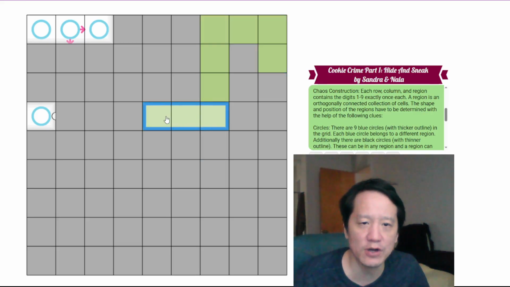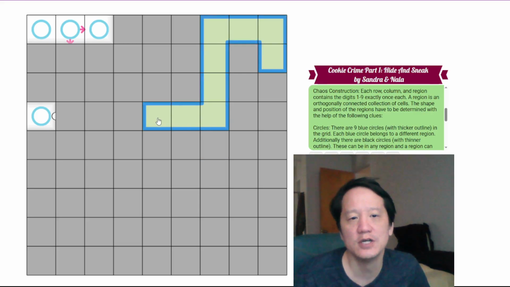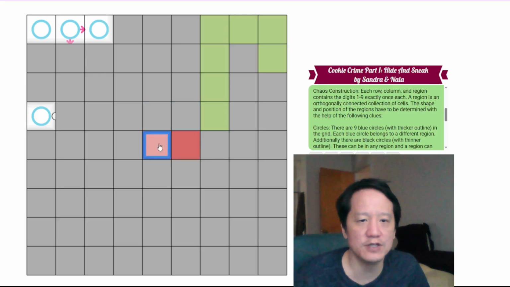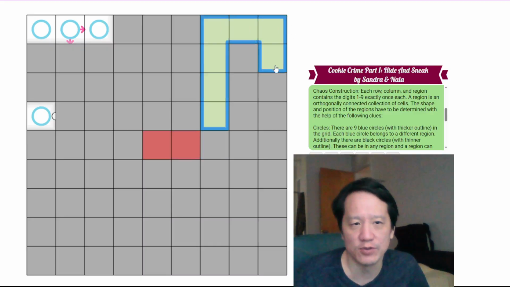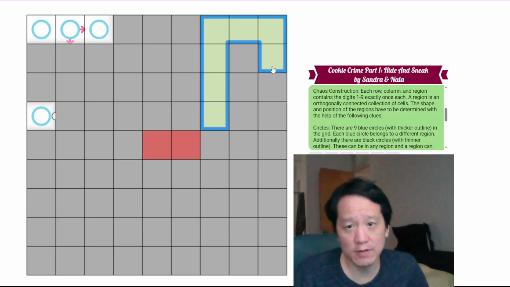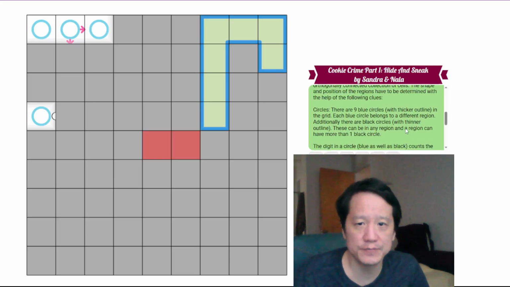So this is an example of a valid orthogonally connected region, because to get from any cell in the region to any other cell in the region, you can just go through edges while staying within the region. This is an example of one that does not work, though, because even though these two cells can get to each other by going through edges while staying within the region, to get to the other cells in the region, they have to go through a corner, or they have to go outside of the region, which is not allowed. And that's an example of how orthogonally connected regions work.